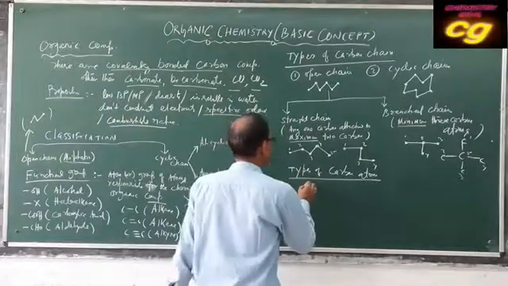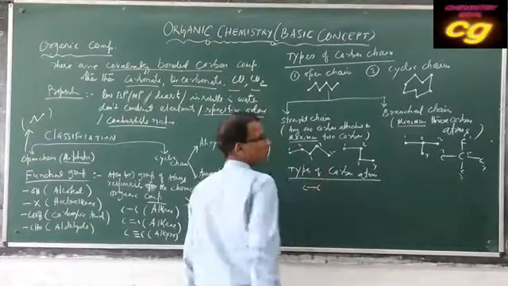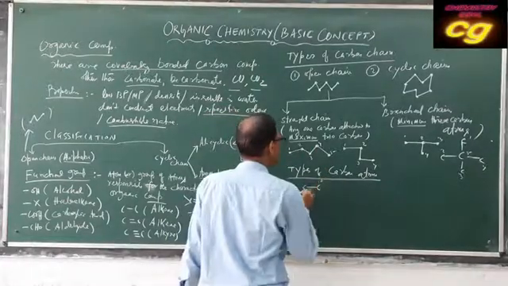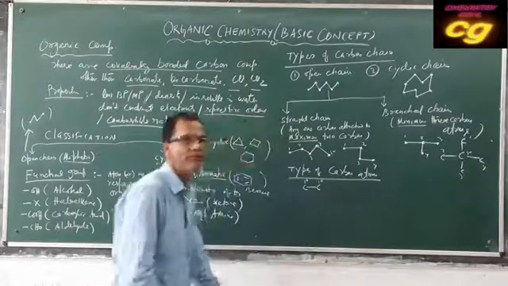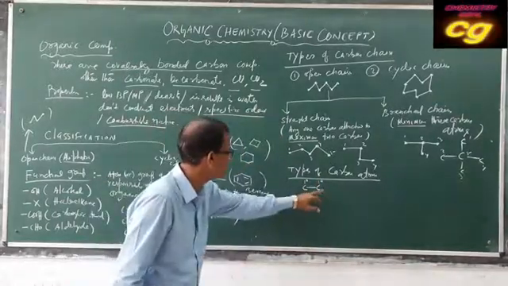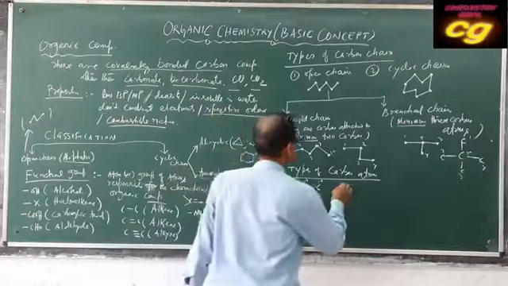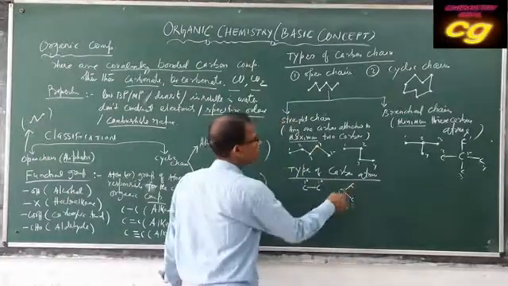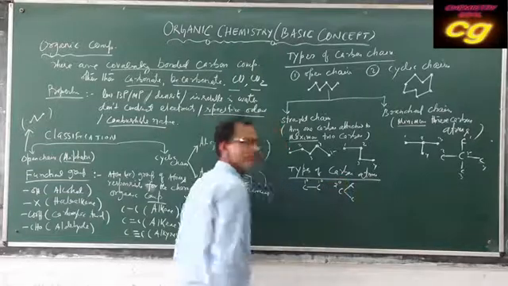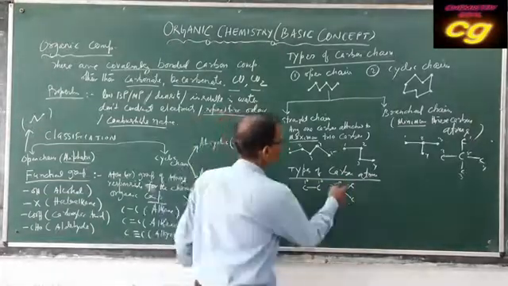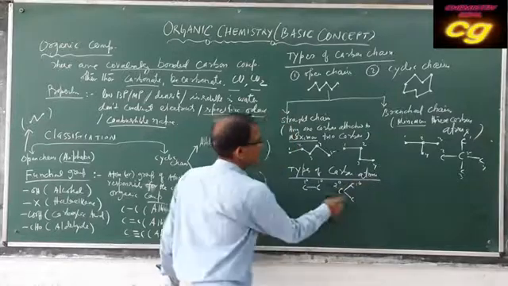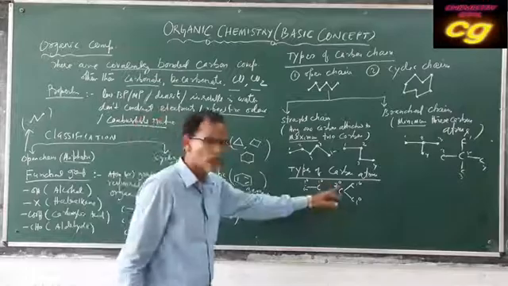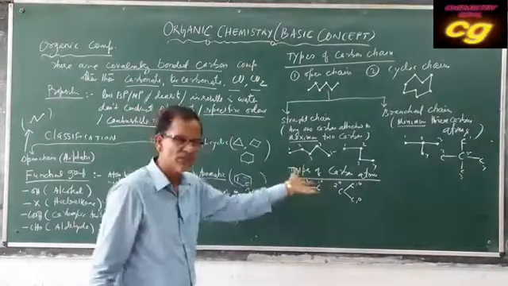If a carbon is attached to 1 carbon, that is primary. The symbol is 1 degree, primary. It is attached to 1 carbon. Then this carbon is attached to how many carbon? This carbon is attached to 2 carbon, so it is secondary. And this carbon is attached to 1 carbon, it is primary. It is attached to 1 carbon, it is also primary. So 2 means secondary, 1 means primary.